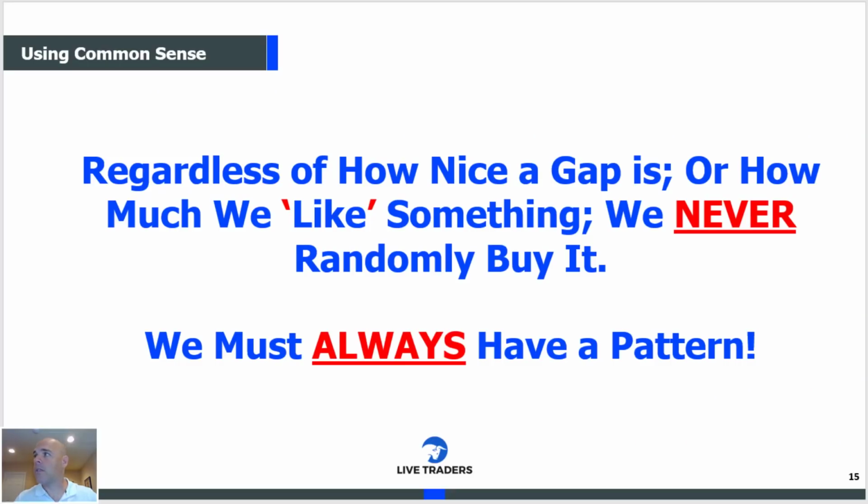So regardless, and this is important, regardless of how nice a gap is or how much we, quote, like something, we never, ever randomly buy it. And this is what annoys me about a lot of people on social media or StockTwits. They're like, ha ha, Jared, you were totally wrong on that idea today. What do you mean I was wrong on it? I posted an area in which I would like to trade the stock if it gave me a pattern. They're like, oh, well, you said over 56 and that stock tanked all day long. Well, it didn't give us an entry, so no harm, no foul. This is why you never blindly follow anybody, okay? Regardless of how good a gap is or how much we like it, we never randomly buy it.